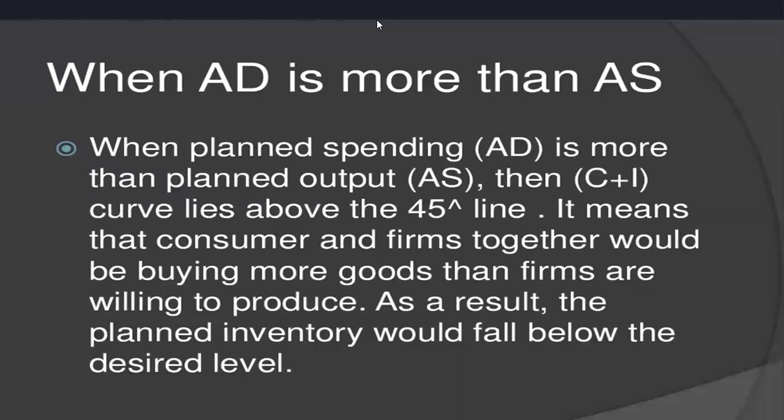We will discuss when AD is more than AS. When the plant is expanding, AD is more than plant output AS, then the A plus I curve lies above the 45-degree line. It means the consumers and the firms together would be buying more goods than firms are willing to produce. As a result, the planned inventory would fall below the desired level.